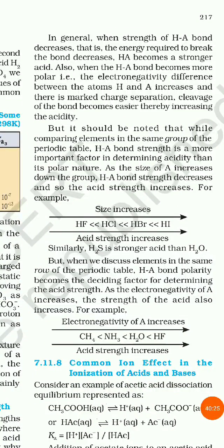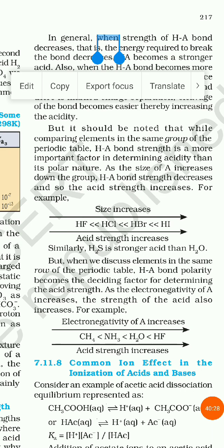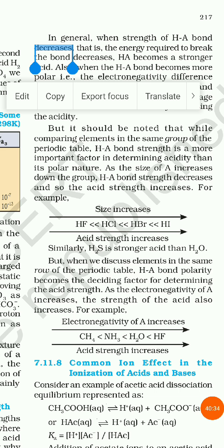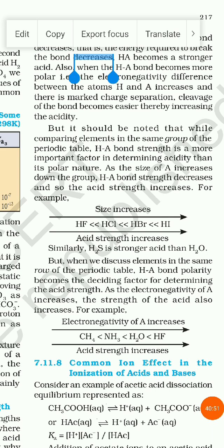Just look here once. For example, when the strength of the H-A bond decreases, for an acid HA, H-A is nothing but the H-A bond, where A stands for the acid part attached to hydrogen. So the H-A bond strength is decreasing, that is, the energy required to break the bond decreases. Strength decreasing means you have to apply less energy. If it is a very strong acid, you have to apply more energy.